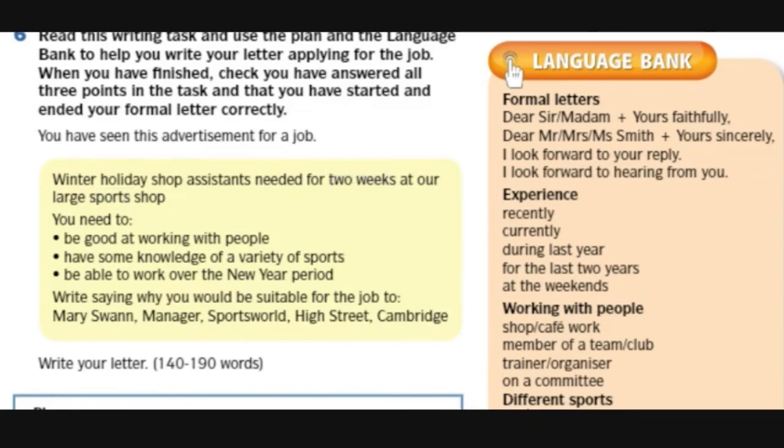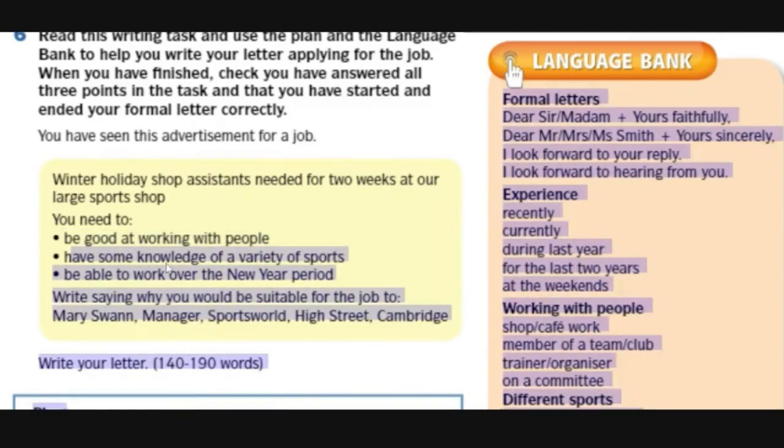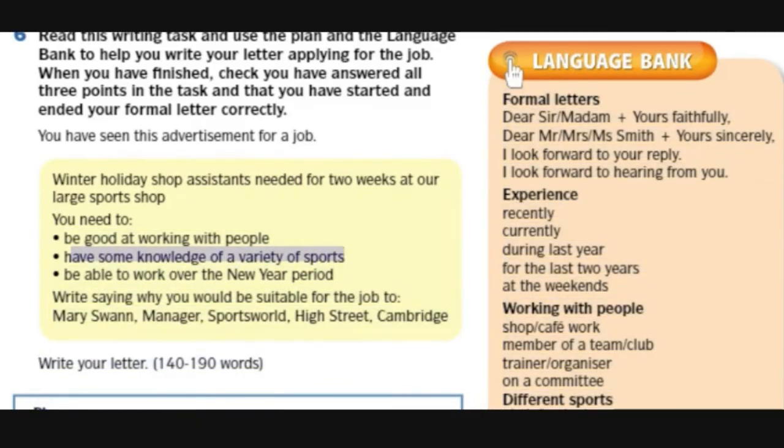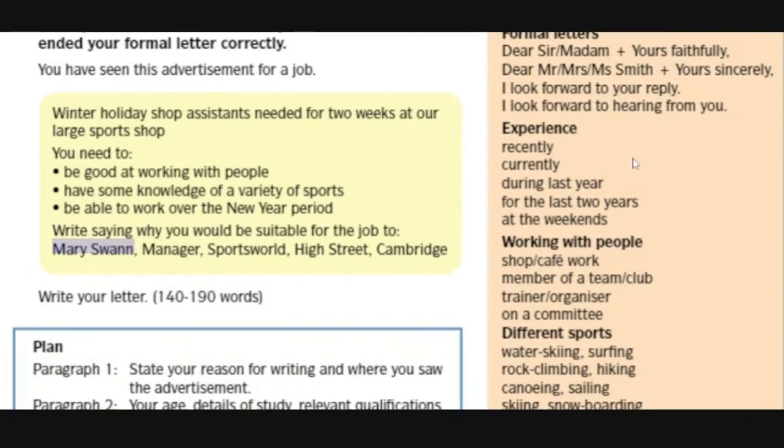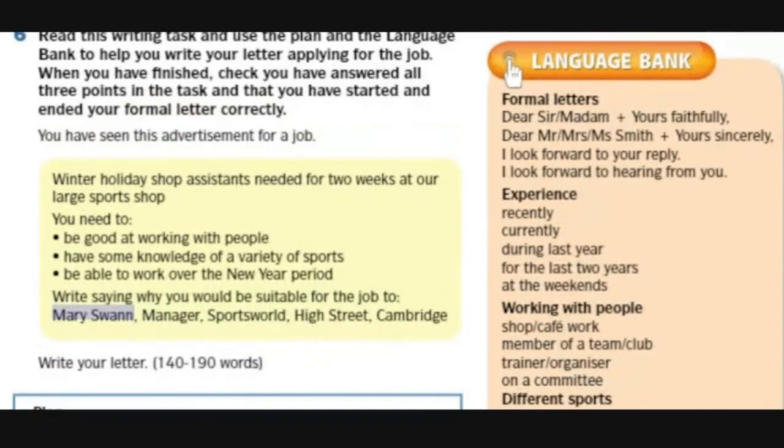You need to be good at working with people. You need to have some knowledge of a variety of sports. And you need to be able to work over the New Year period. Write saying why you would be suitable for the job to Mary Swan. Mary Swan is man or woman? Woman, right? Okay, so if woman, you use sir or madam. You use madam, right? Madam.